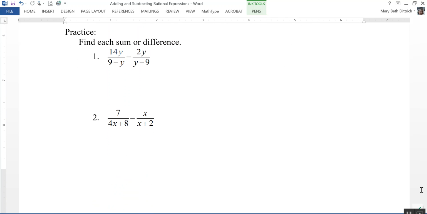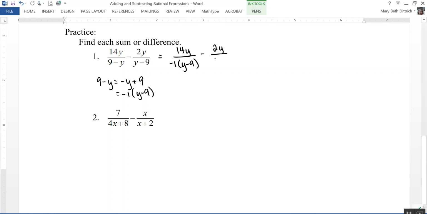Okay, let's take a look at these two practice problems. For the first one here, I have 14y over 9 minus y, minus 2y over y minus 9. So I think I'd like to turn this 9 minus y. Remember what we can do there is 9 minus y is equal to negative y plus 9. Factor out a negative 1, and I can get my y minus 9. So I'll do 14y over negative 1 times y minus 9 minus 2y over y minus 9. The unique thing about this negative 1 is I can go ahead and put that on the top of the fraction. So I will have negative 14y minus 2y gives me a negative 16y over y minus 9. And that's my final answer.